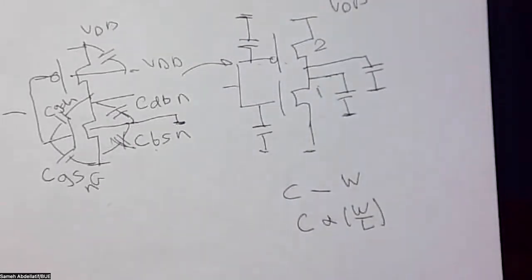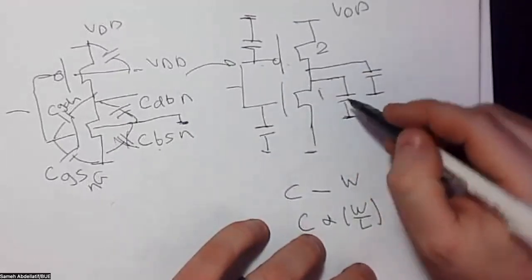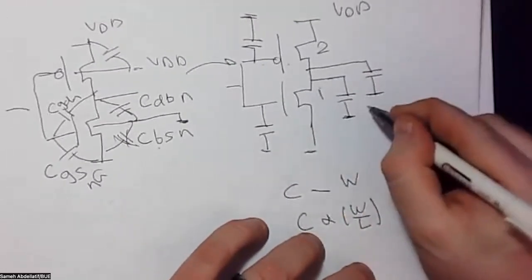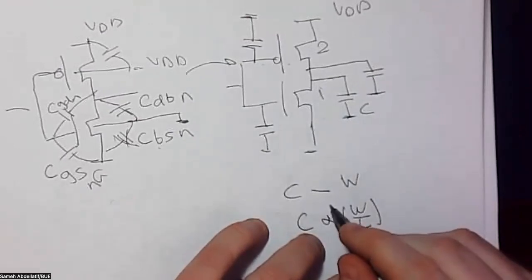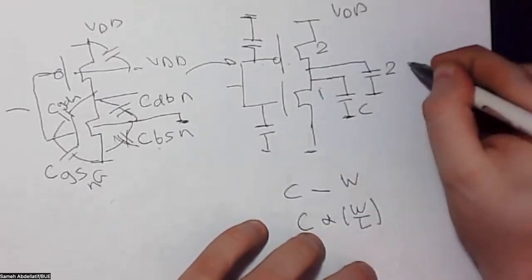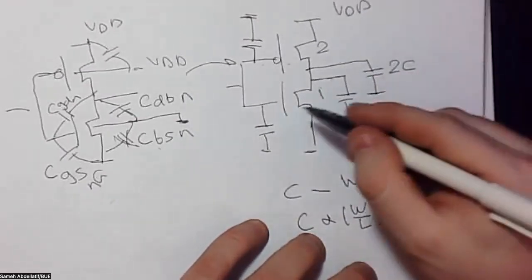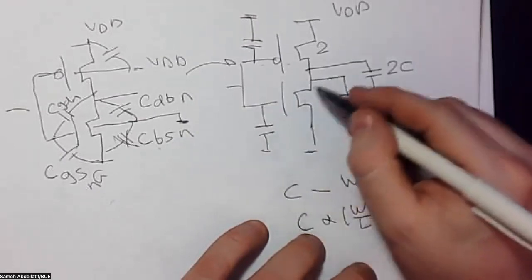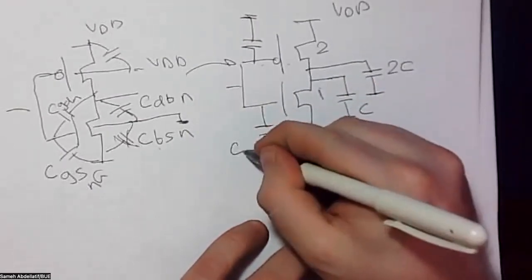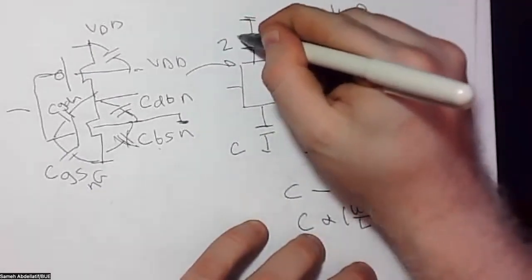So if we consider, in a normalized way, that all capacitances are equal, then if I evaluate the drain capacitance for this N-channel MOSFET as C, accordingly, the drain capacitance for this P-channel MOSFET will be 2C. Similarly, if the gate capacitance of the N-channel MOSFET is C, the gate capacitance of the P-channel MOSFET will be 2C.